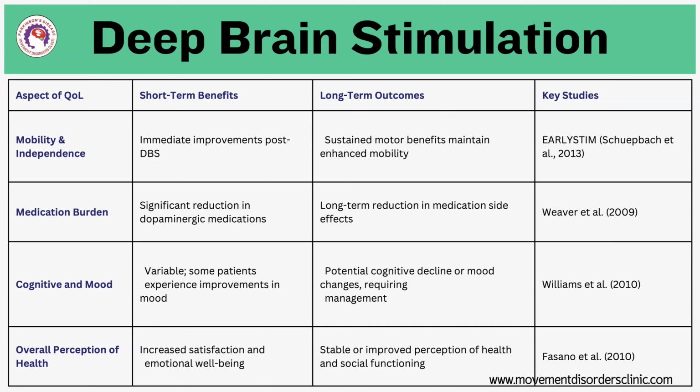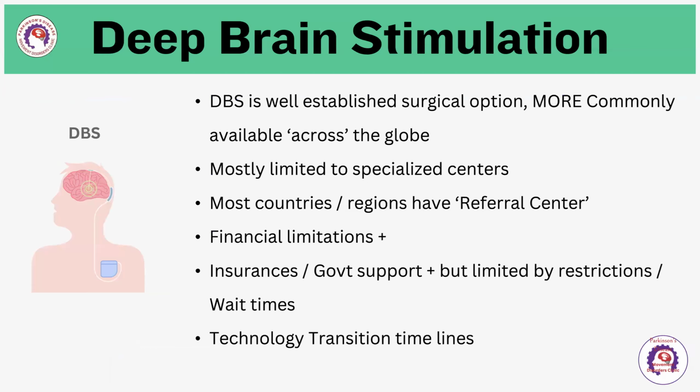There may be some variable effects on cognition and mood. Some patients may experience improvement in mood. Some patients may have deterioration also. That's what it means. There may be potential cognitive decline or mood changes over a period of time, which require specific interventions. And overall, from a perception of health, there's increased satisfaction and emotional well-being in patients who have undergone surgical therapies for management.